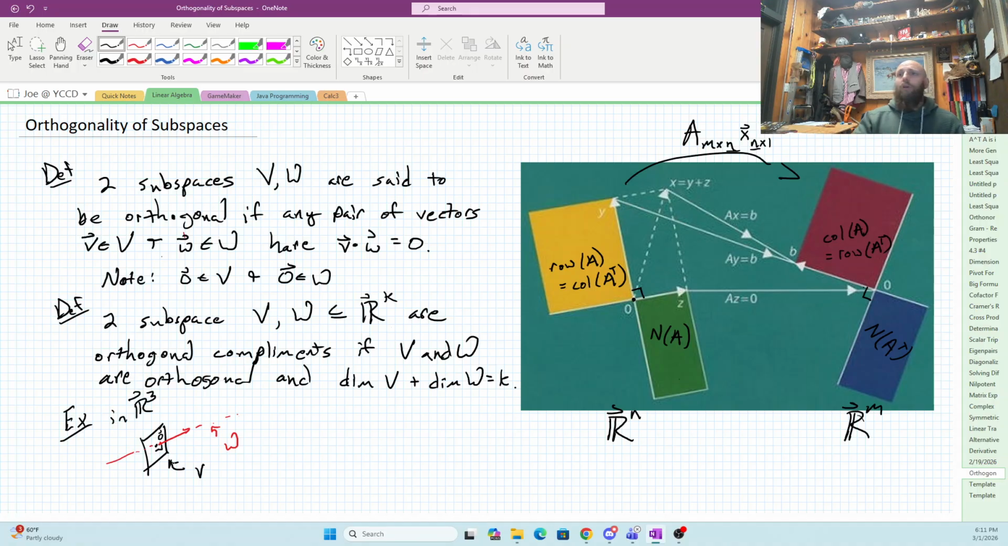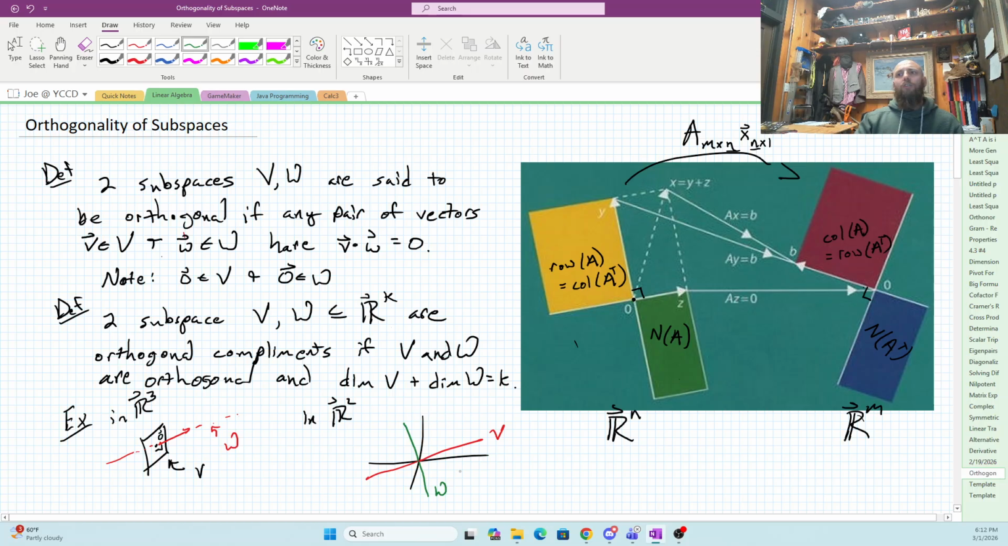In R2, we might have another example. So in R2, we've got two-dimensional space here, and we might have some line through 0 here. We might call that a subspace V. And then we just need a perpendicular line to V. So this is W.